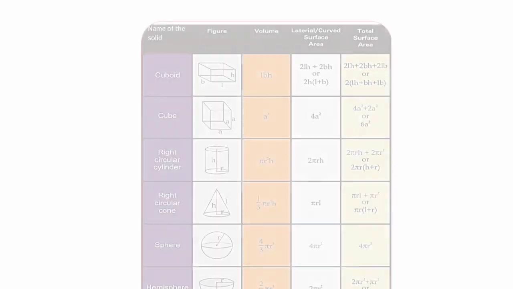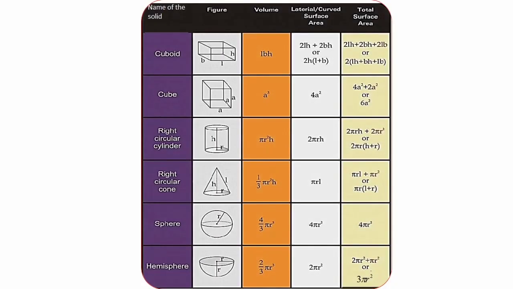Before starting the session, let's recall the formulae from the chapter Surface Area and Volume. The first shape is the cuboid. Length is represented by the letter L, breadth by B, and height by H. Then the volume is L into B into H. Lateral surface area is 2H into (L plus B), and the total surface area is 2 into (LH plus BH plus LB).